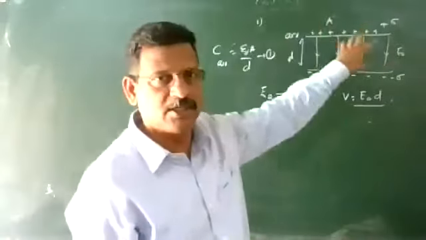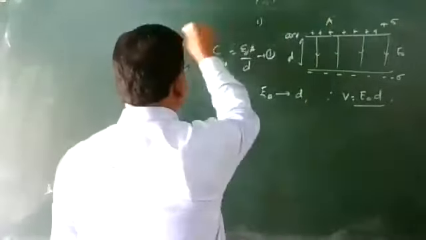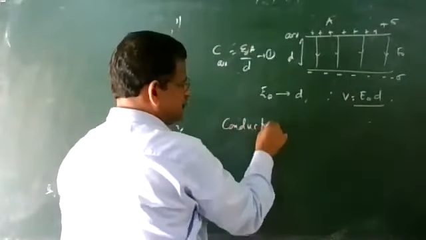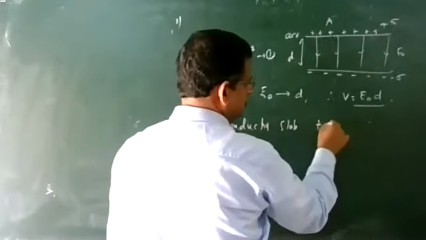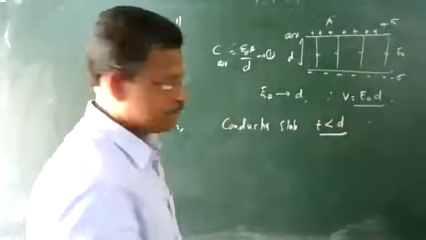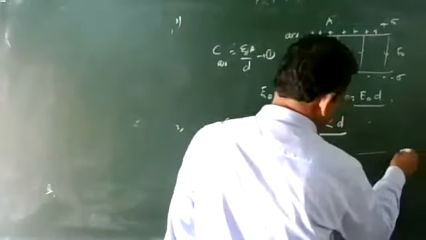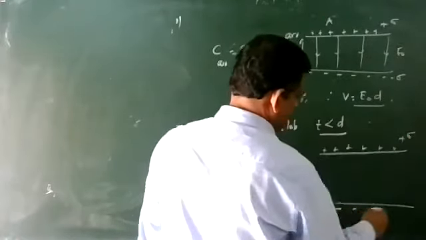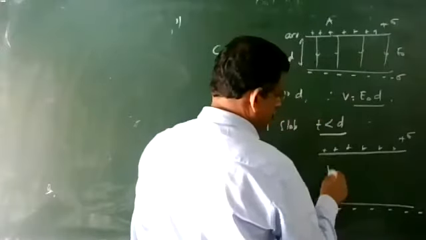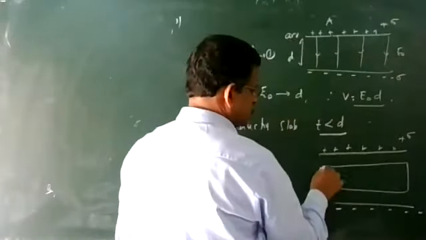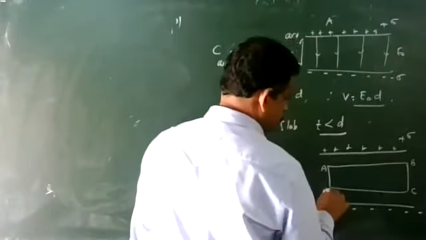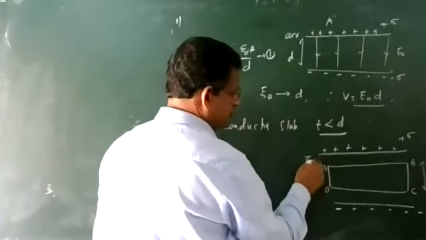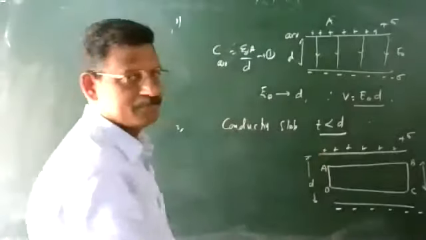In this situation, we are going to place a conducting slab, a copper or aluminum piece, in between the plates. That is the second case, point number 2. A conducting slab of thickness small t, less than D, is inserted. So this is your capacitor with plus sigma and minus sigma. In between, you place the conducting slab, whose thickness is t, which is less than D.